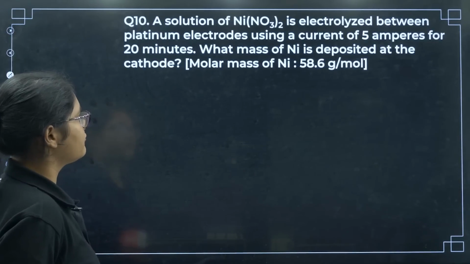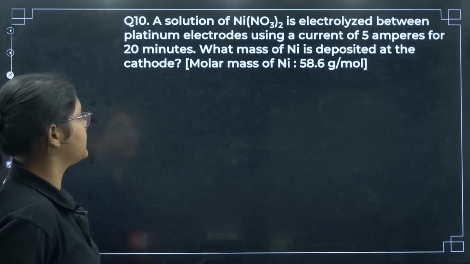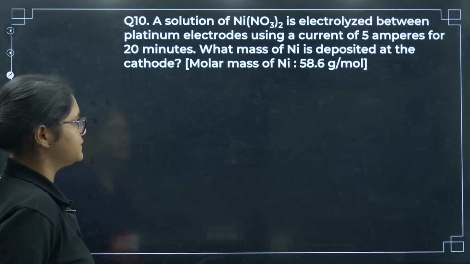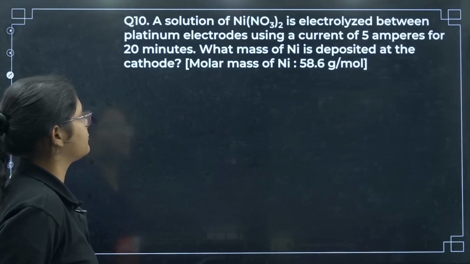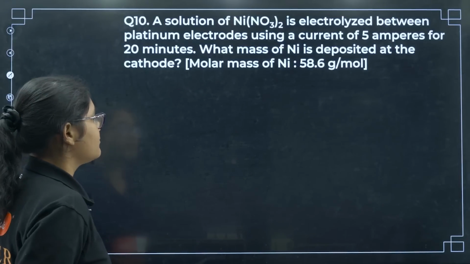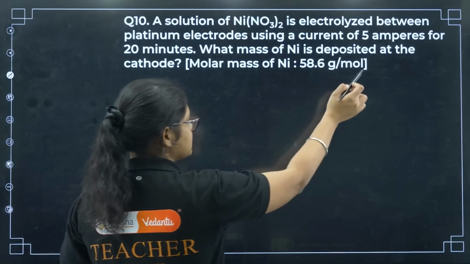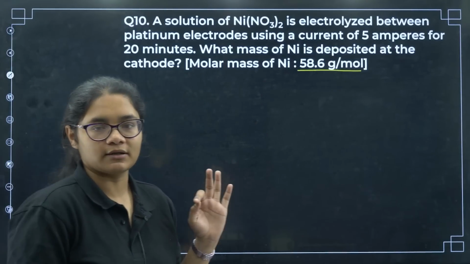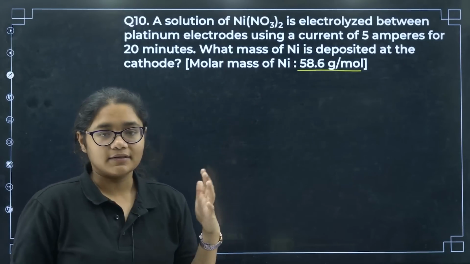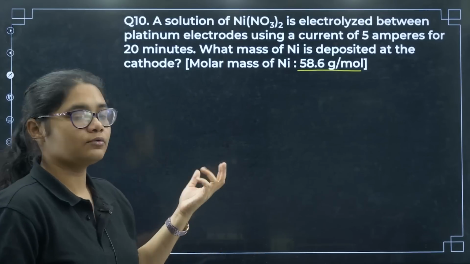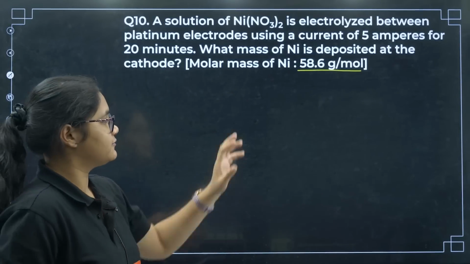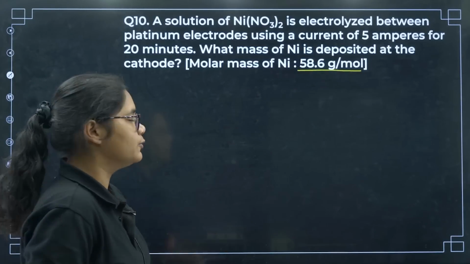Next, a solution of nickel nitrate is electrolyzed between the platinum electrodes using a current of 5 amperes for 20 minutes. What mass of nickel is deposited at the cathode? Molar mass of nickel was actually not given in the question, so I have given it to you. So please remember this molar mass, okay? It was not given in the PU question bank, so I don't know whether it will be given in the exam or not. Generally it should be given, but to be on the safer side, you can remember this value.